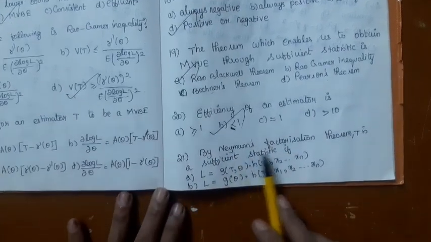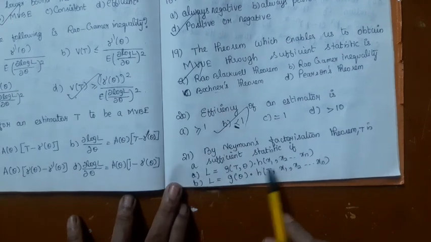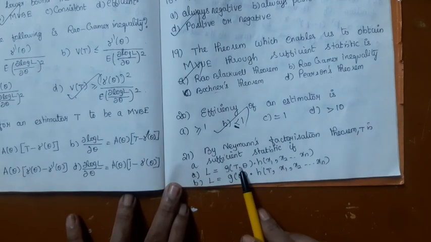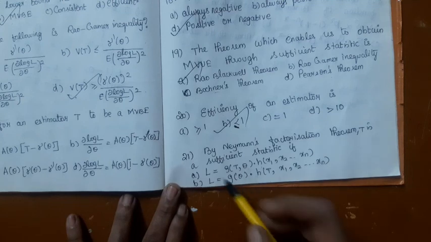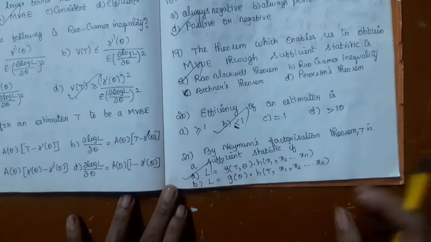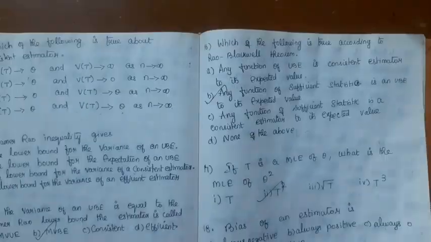By Neyman's factorization theorem, T is a sufficient statistic if this one or this one. The first option says that T contains all information about theta, due to which I am not able to separate this function into a function of T and a function of theta. So this is the correct option. Question 21, option A is correct.